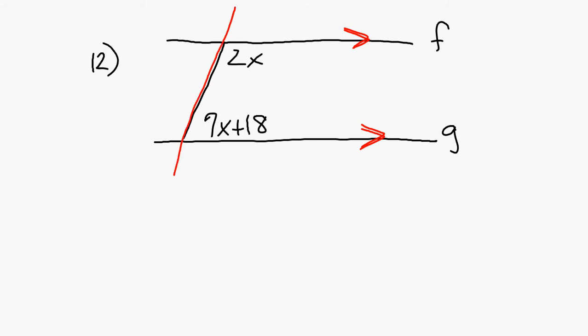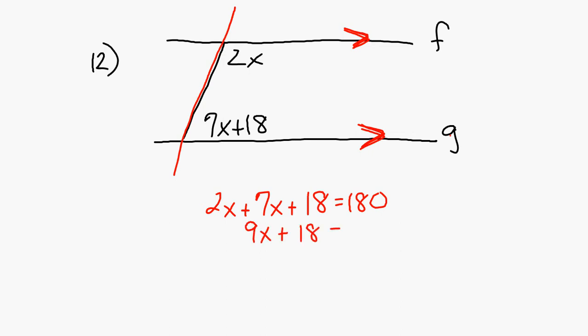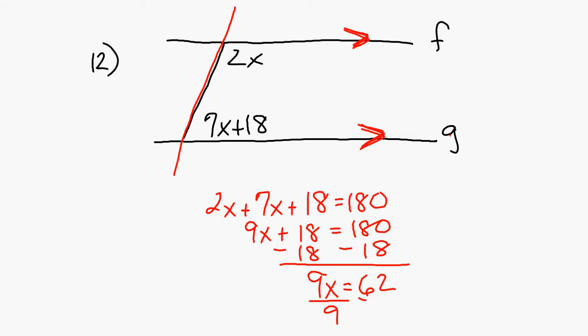But when f and g are parallel, same side interior angles are supplementary. It's just like the parallelograms we just did. Okay? Consecutive angles are supplementary. This top line is parallel to this bottom line. So the 2x plus the 7x plus 18 has to equal 180. So you can combine like terms. 9x plus 18 equals 180. Subtract your 18. 9x equals 162. And divide by 9.